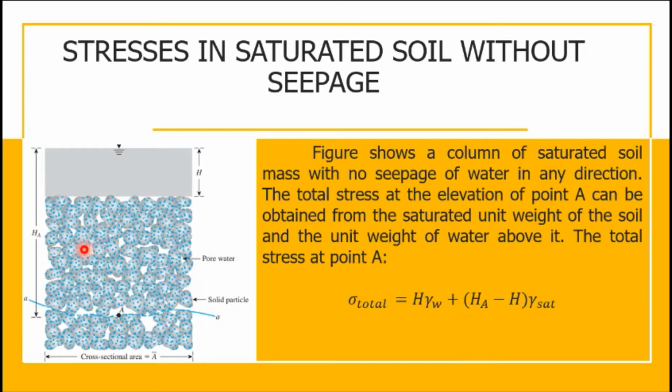And the unit weight of this soil. So the unit weight of the soil is the saturated unit weight, because it is submerged in water, the groundwater table is above the soil layer. Automatically, the unit weight of the soil is saturated.